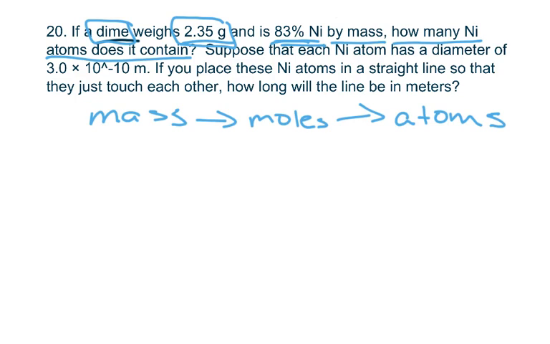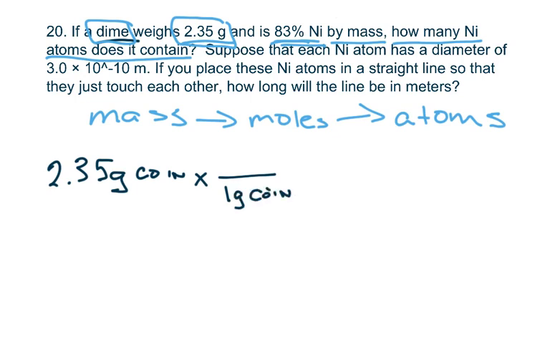But let me see if I can explain it in a little bit different way. We have 2.35 grams of coin. And then in that coin, say we have 1 gram of coin. We could say we had 100 grams of coin. We could say anything we want here. We have 0.83 grams of nickel. That's what it means to be 83% nickel. We don't care what the other 17% is. All we care is that 83% of this coin is nickel.